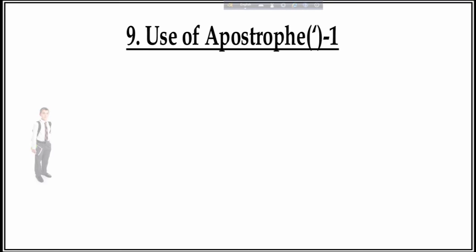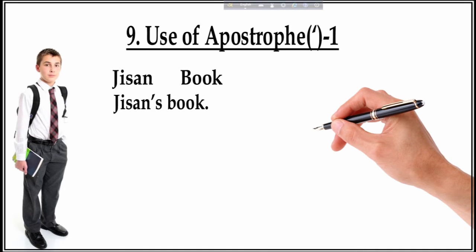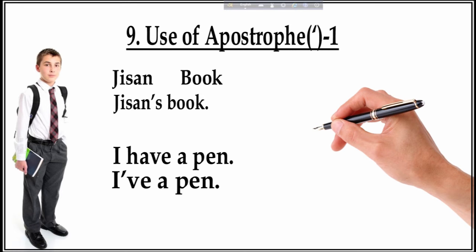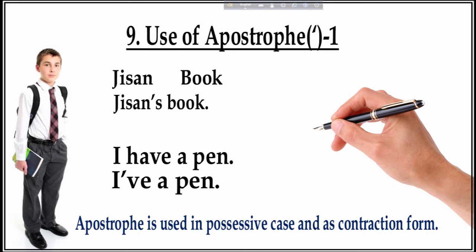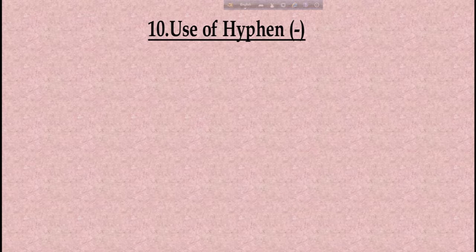Use of apostrophe. Jisan book. It will be Jisan's book. I have a pen. I've a pen. Apostrophe is used in possessive case and as contraction form. First one is possessive case and second one is contraction form.